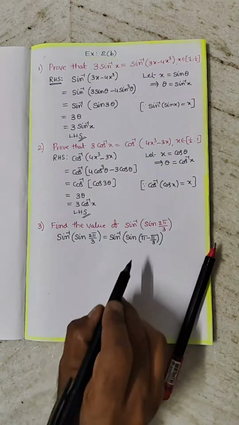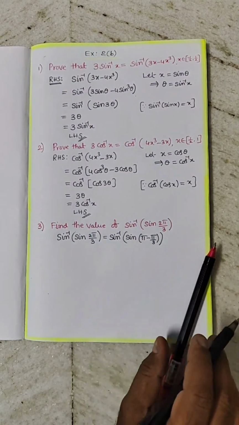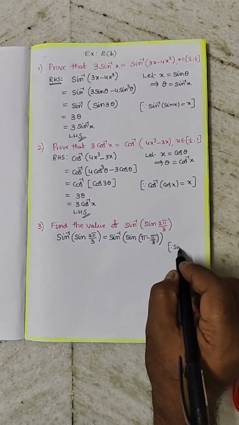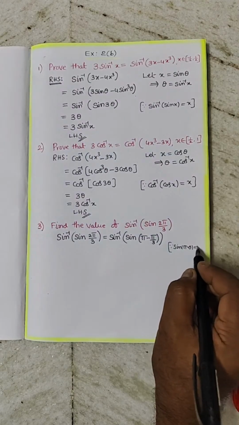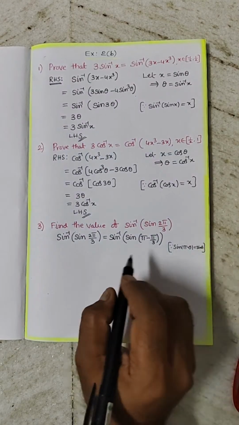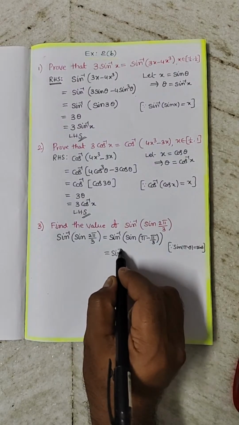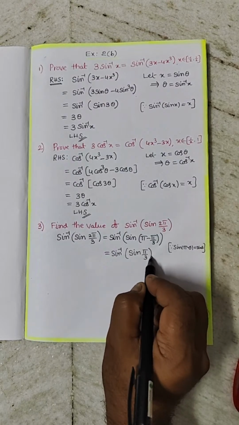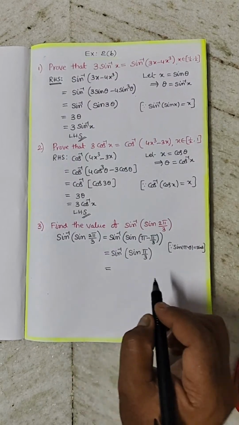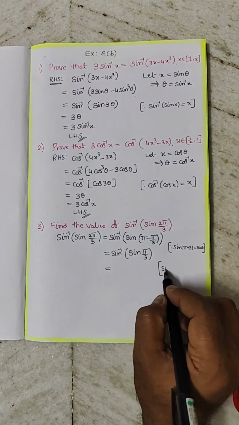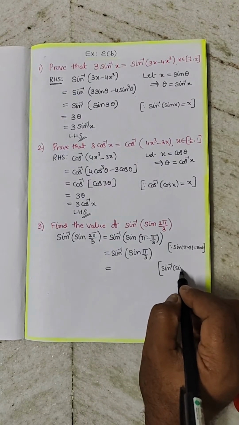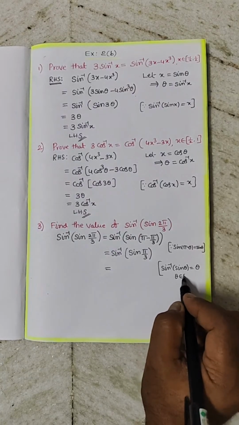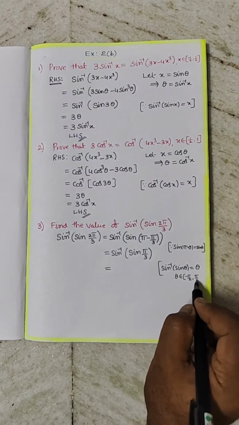What is the value of sine of pi minus pi by 3? Sine of pi minus theta is sine theta. Sine of pi minus theta equals sine theta. So sine inverse of sine pi by 3, which equals, sine inverse of sine theta is equal to theta, where this theta belongs to the closed interval minus pi by 2 to pi by 2.